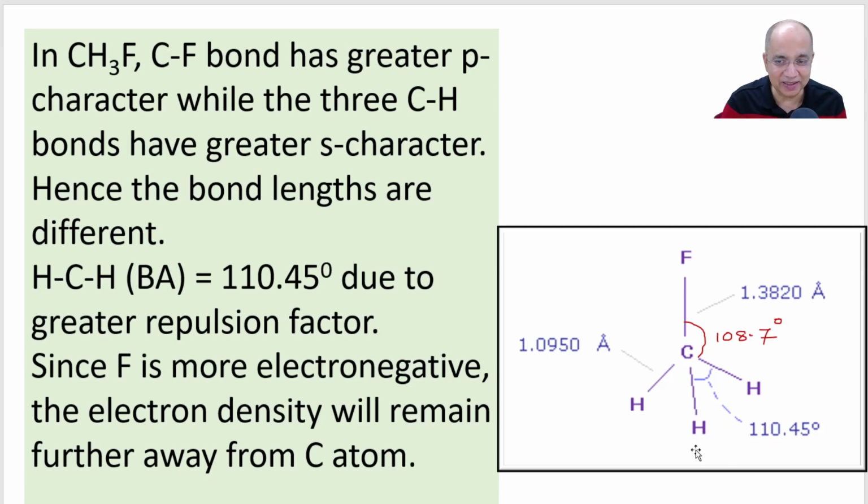That is the reason why, since these three CH bonds have relatively greater s character, there is a greater repulsion between these three bond pairs. The bond angle exceeds tetrahedral. But because the CF bond has more p character, the repulsion factor is less. The p electron density is smeared away from the central atom, so the repulsion is less. So the bond angle is less than the tetrahedral angle.